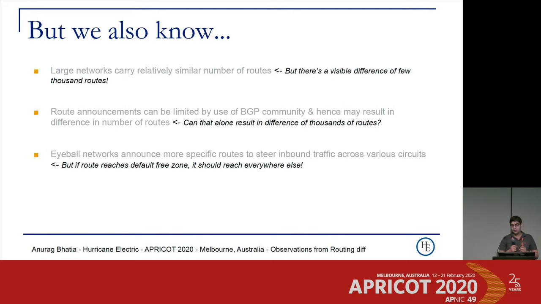Why? Because if the route is reaching, say, a default free zone, it cannot cause a difference of a few thousand routes. So taking from the example from previous slides, if a network in Mongolia is avoiding announcement to, say, provider one and just announcing to provider two, provider one is still going to get those announcements from provider two. It's not going to black hole the traffic. So that can't explain the situation.